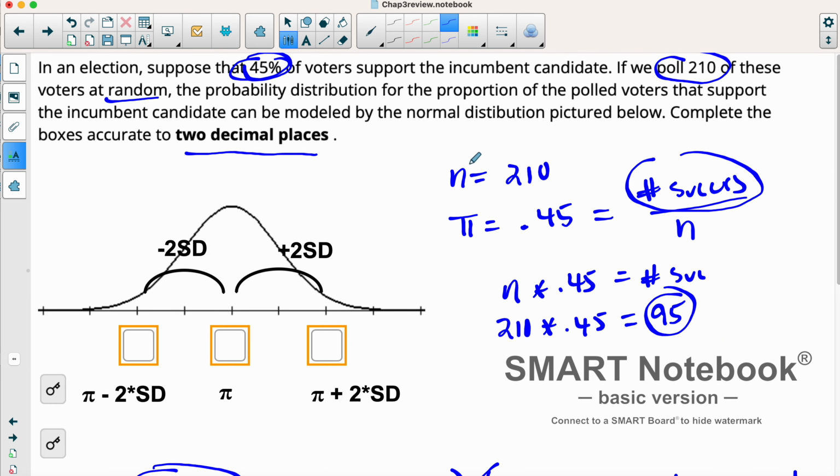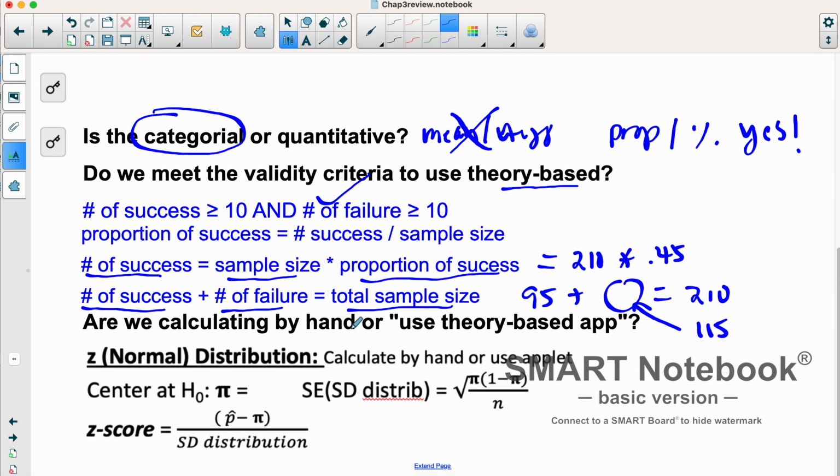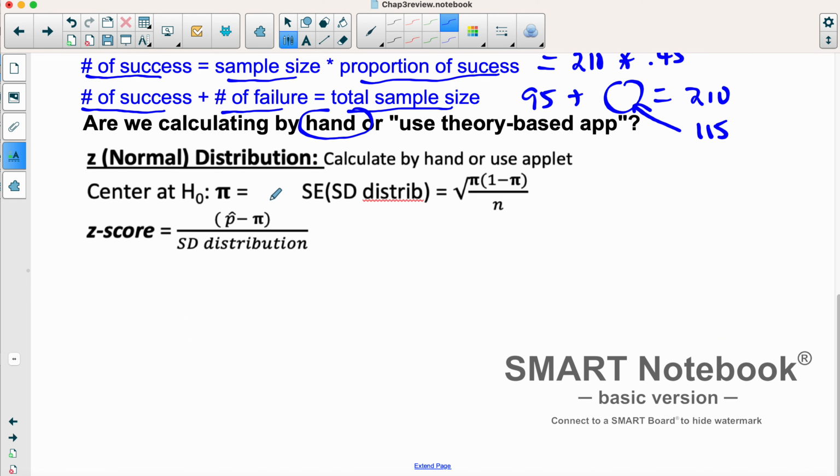Are we calculating by hand or are we using the applet? Well, we don't have anything that says to use the applet, and they give us all the information, so we're going to calculate it by hand. How do I calculate it by hand?